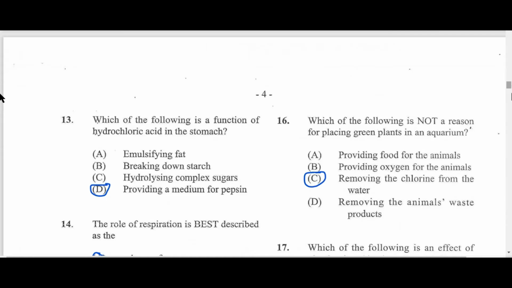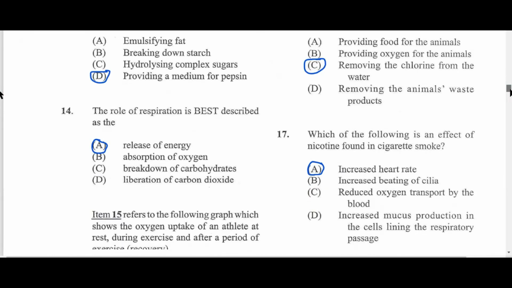Number 14, the role of respiration is best described as, I chose A, release of energy. That's pretty much the coolest definition for respiration. It is pretty much a release of energy from the food we eat, and of course that is stored in ATP.